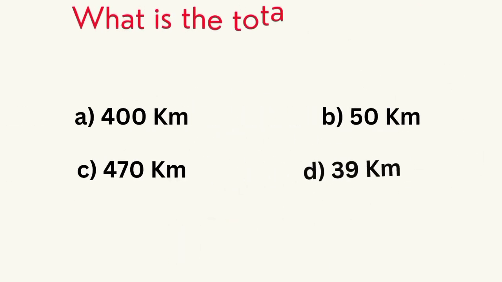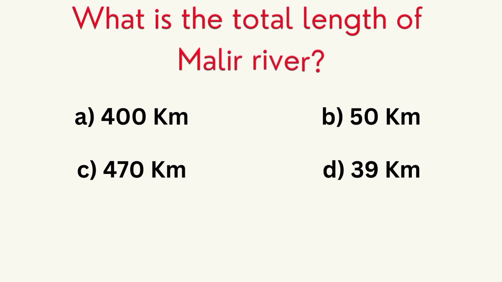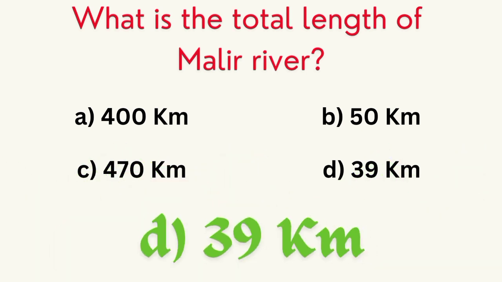What is the total length of Malir River? A. 400 kilometers. B. 50 kilometers. C. 470 kilometers. D. 39 kilometers. Answer, D. 39 kilometers in Sindh.